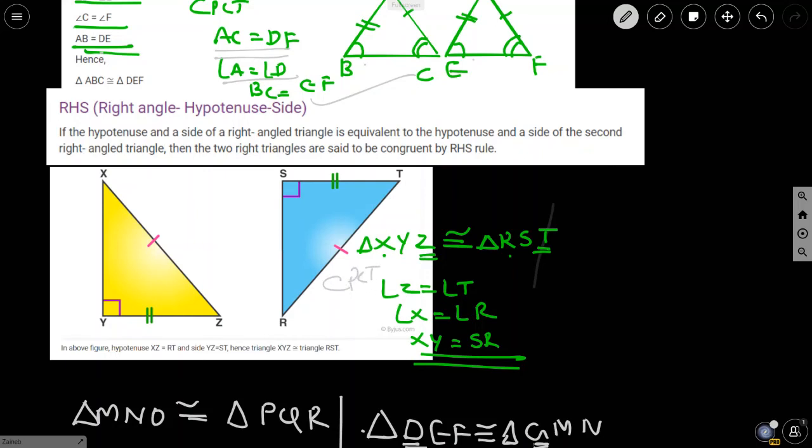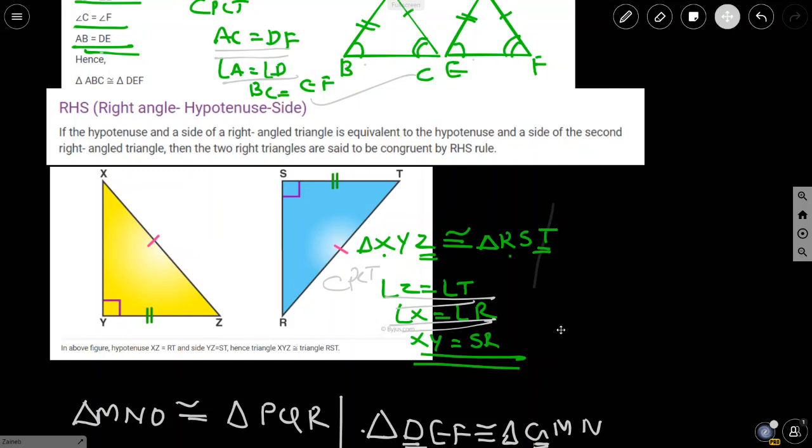So this is congruent, then CPCT Z is equal to T. You can see how Z is equal to T, that is corresponding angle. X is equal to R because we know the ST's opposite angle is R, then YZ's opposite angle is X. So we will get X is equal to R. Then only one angle remains, so Z is equal to T. Then by CPCT again one side remains, XY is equal to SR.